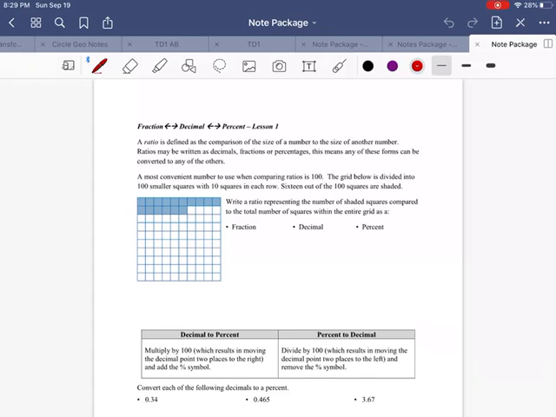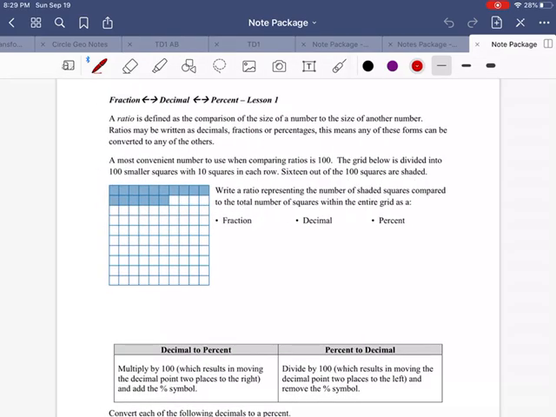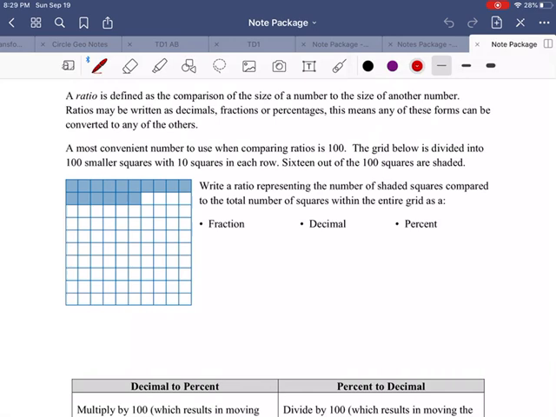Lesson 1, rational numbers. This first one's on converting fractions to decimals to percents. A ratio is defined as the comparison of the size of a number to the size of another number. In this first example, we're going to deal with a 100 grid. This grid is 10 by 10, which means that there are 100 squares there. Each row and each column is 10.